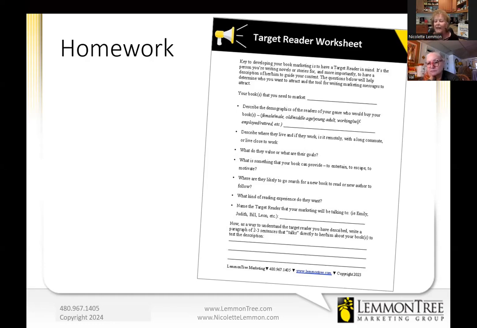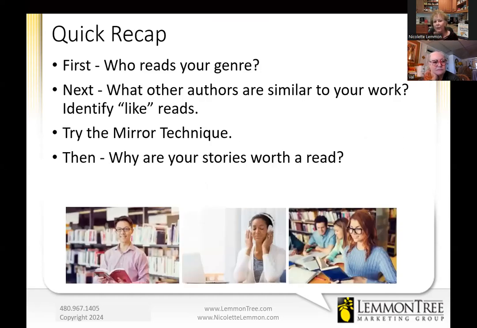So, the first thing we talked about is who reads your genre. Starting with your genre for that target reader, who's reading it? What are their habits? What do they do? I say hobbies, gender, age, anything that you can, and even whether it's more ebook. I have been told in the romance category it's ebook more than anything, but in nonfiction it's more paper-based. Can you find out those nuances about your target reader?